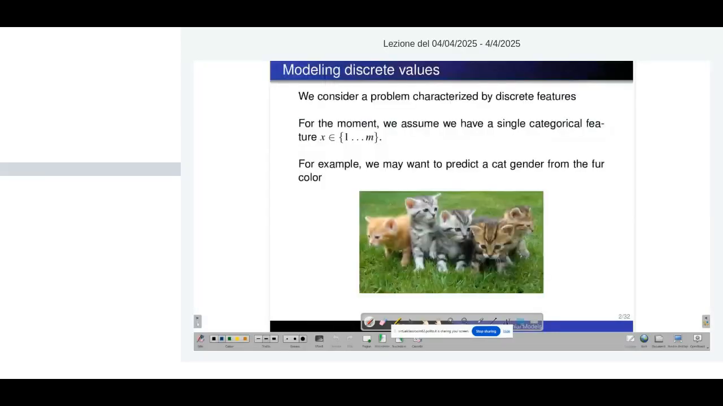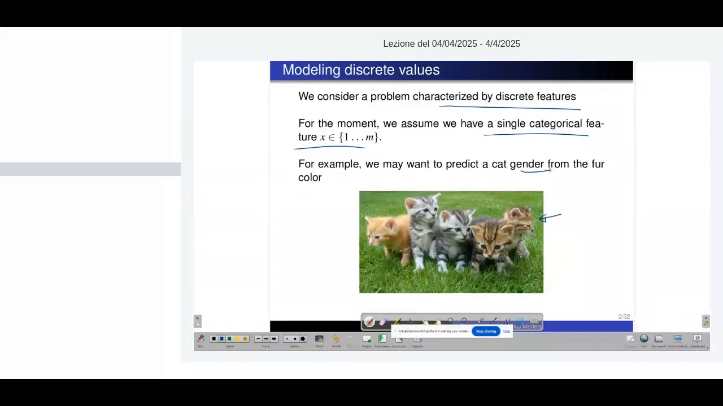Now, we have a problem that is characterized by discrete features, and for the moment, we assume that there is only one feature in our dataset. For example, here we have a picture of cats. The task that we will use is, given the color of the fur of the cat, we want to identify its gender. So each sample is one cat described by its color. The color is a discrete attribute because it can take only a finite number of values. And it's a one-dimensional sample because we have only one feature. So the simplest case that we can make.